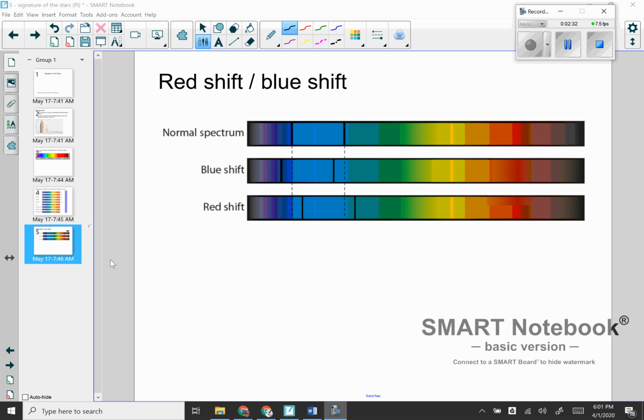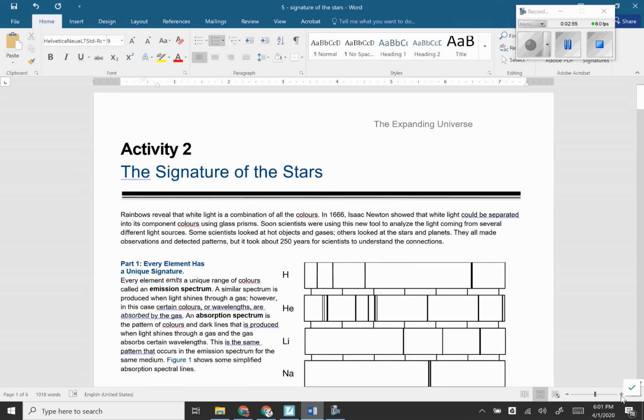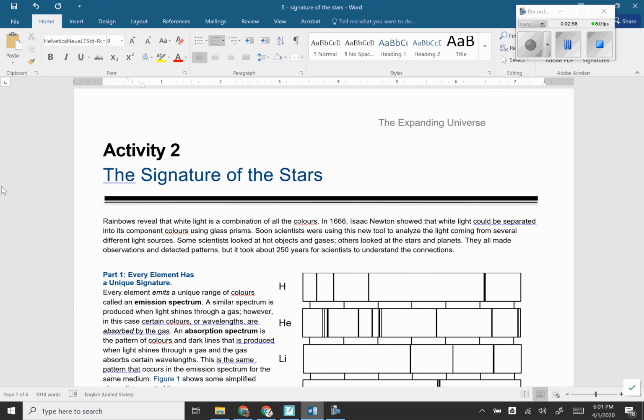So the amount of shift tells us how quickly something is moving towards or away from us. If it has a lot of shift, it's moving very, very quickly. And if it has only a little bit of shift, it's not moving quite so much. So on this same page of this module, there is a file for you to download called The Signature of the Stars. This comes from the Perimeter Institute, which is a theoretical physics think tank. It's not part of the University of Waterloo, but it is located in Waterloo.